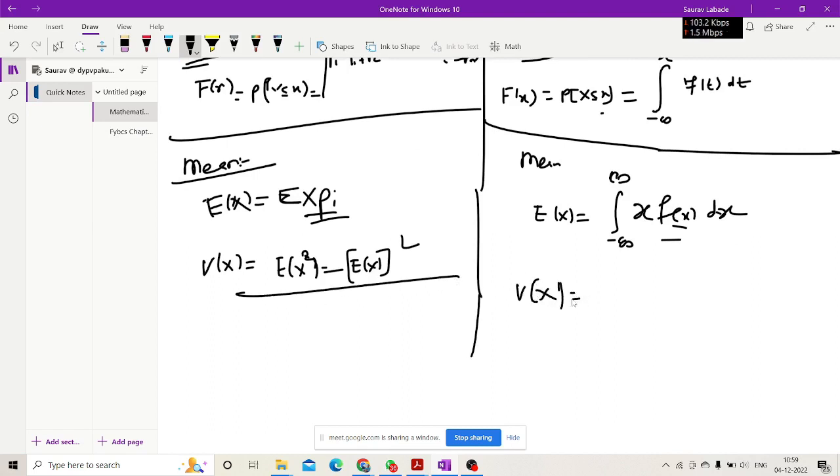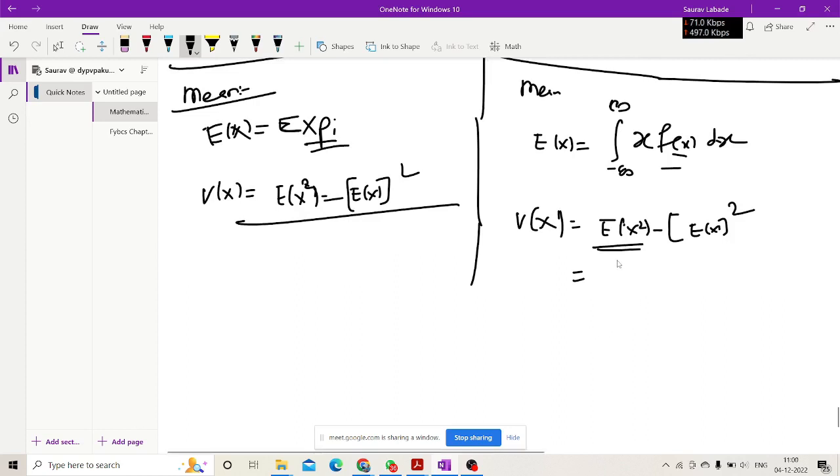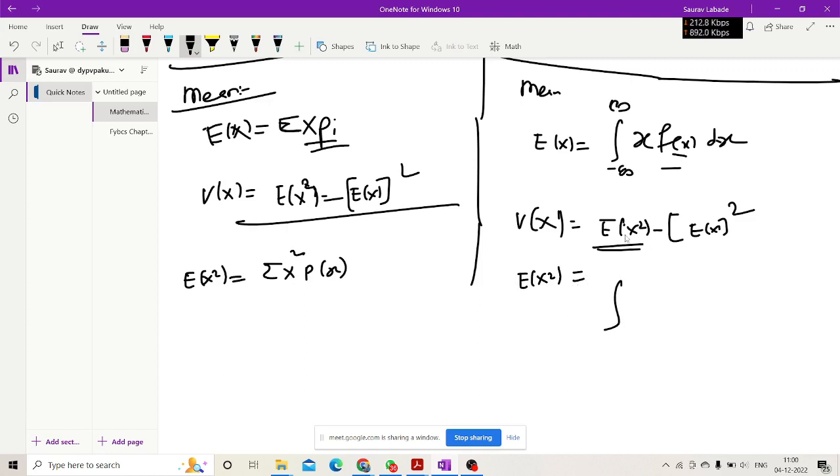The variance of X is the expectation of X square minus the expectation of X, whole square. You only have to calculate the expectation of X square here. In the discrete case it is the summation of x square into the probability of x. And in the continuous case it is integration. Always remember, in continuous you always take integration, and in discrete you always take summation. So it is x square into the probability of x_i, from minus infinity to plus infinity. Just substitute these values in the formula and you will get the mean and variance.